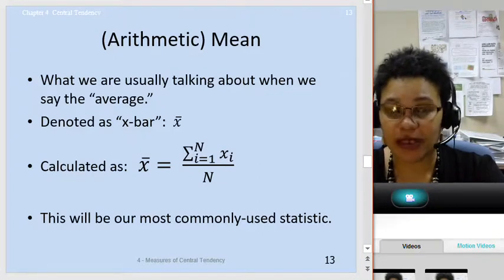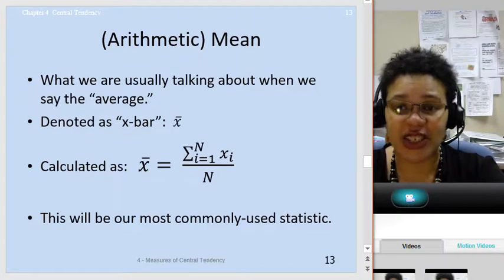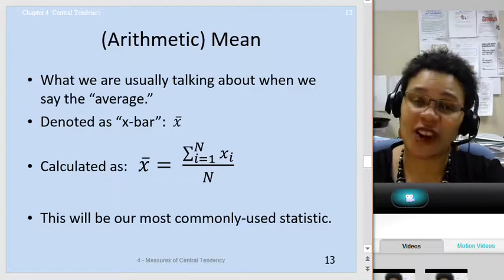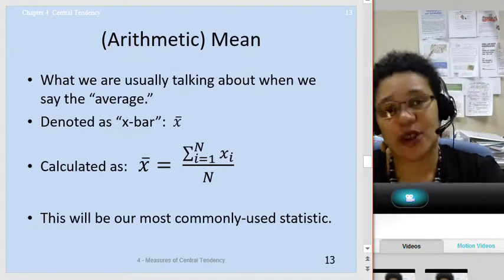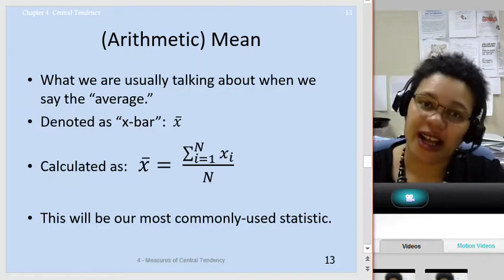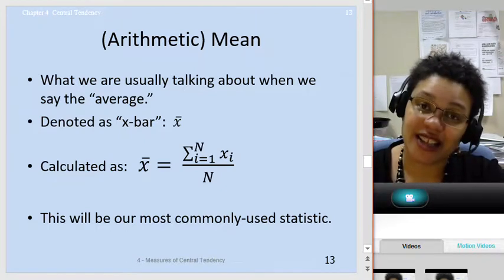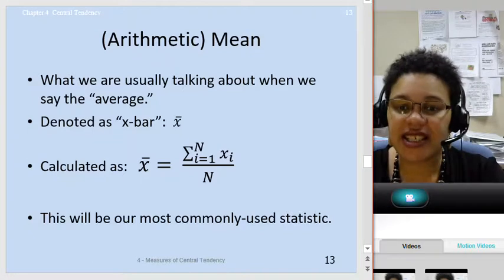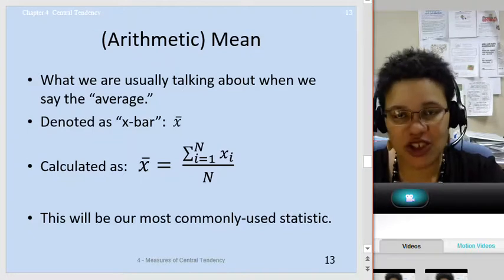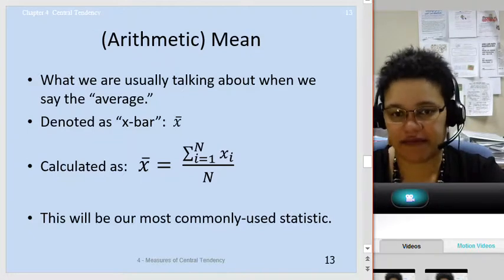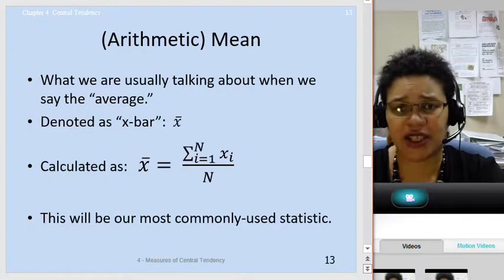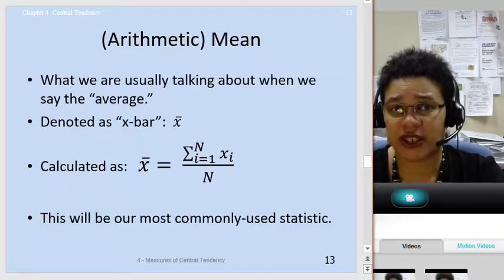We want to know what the average score was on the test we gave last week. We add up all the scores, and we divide it by how many kids took the test, right? This is our most commonly used statistic. It's the most commonly used statistic, period. It'll be our most commonly used measure of central tendency, and it's used all the time.